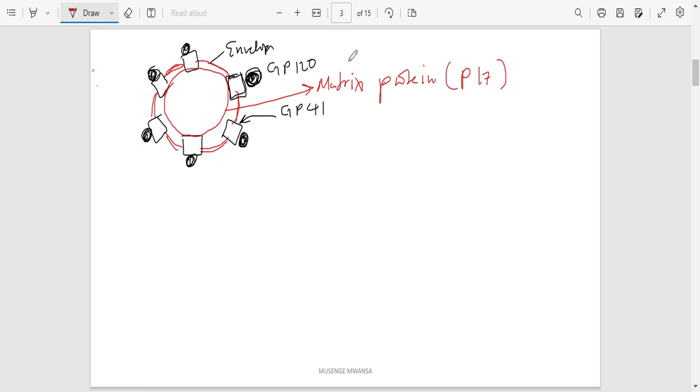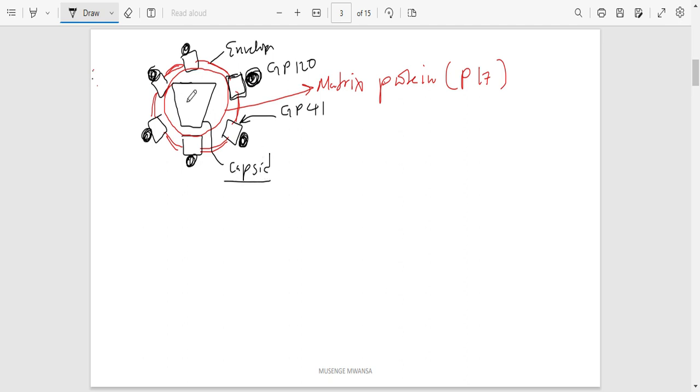And then inside this matrix protein, we have also some other structures. So we have another structure, which is going to look something like this. This structure contains some other structures which are found in DNA. This is actually the one which contains the RNA, or the genetic information of the virus. Now, what is the name of this structure? This is called the capsid. So that is the capsid.